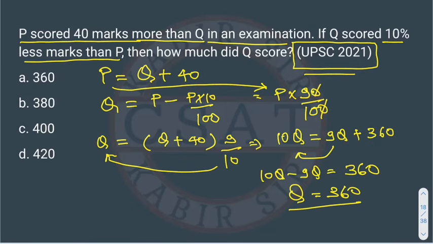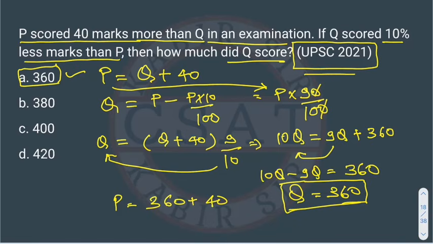So what is he asking? He is asking how much Q scored. So Q is scoring 360. So the answer will be A, right? If we ask how much P is scoring, P is scoring 360 plus 40, from the first equation, right? So it will become 400. It's a very easy question. I hope you all will get it.